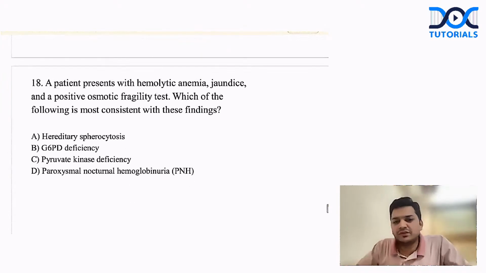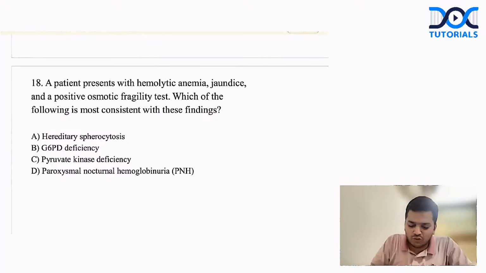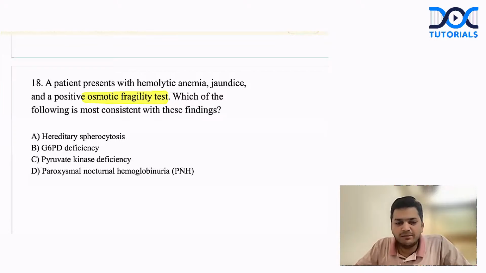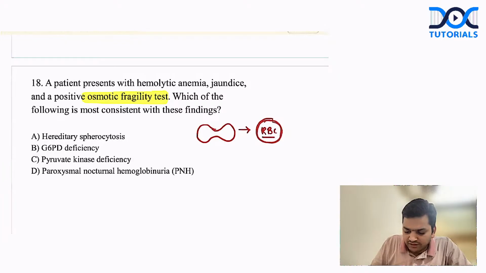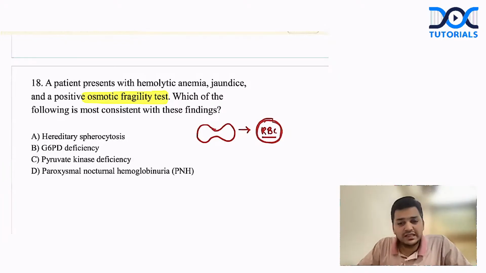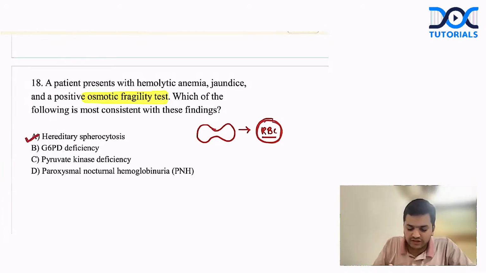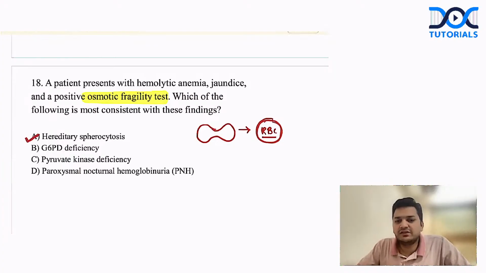A patient presents with hemolytic anemia, jaundice, and a positive osmotic fragility test. The moment we see the osmotic fragility test is positive, it means the RBCs are not able to tolerate the hyperosmolar environment. Normally, the RBC can tolerate it, but if the RBC membranes are not made properly and you put that RBC in a hyperosmolar environment, the RBCs will burst. In which disease are the RBCs not made properly, and they will burst? That is hereditary spherocytosis. That is what the osmotic fragility test is done for.